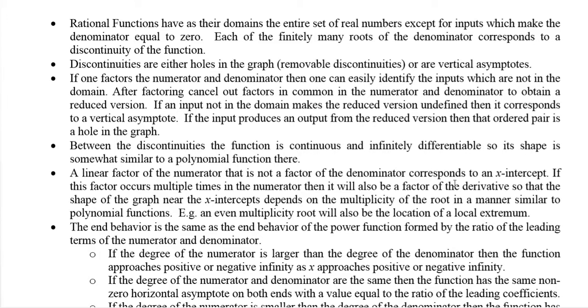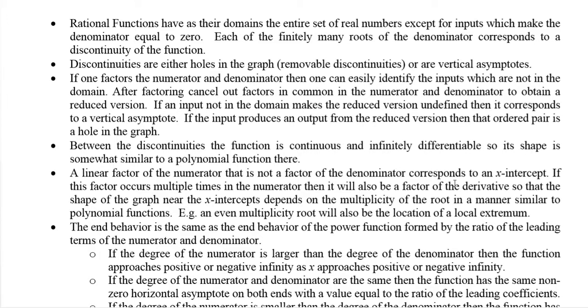Now the shape of the graph near those x-intercepts depends on the multiplicity of the roots, very similar to the way we did with polynomial functions in our previous video. So for example, with an even multiplicity root, if you have an x minus 3 squared or x minus 3 to the fourth in the numerator, it's going to touch the x-axis and turn around at that point. Say if it's x minus 4 squared, it's going to hit at (4, 0), touch the x-axis and turn around without going through to the other side. On the other hand, if it's an odd factor, it'll go through from one side to the other.